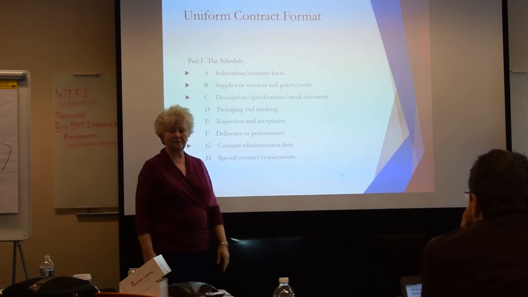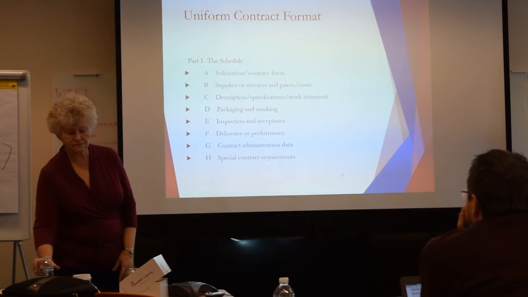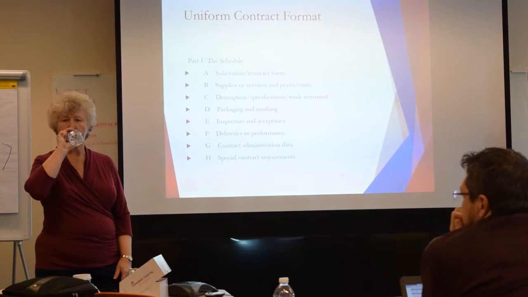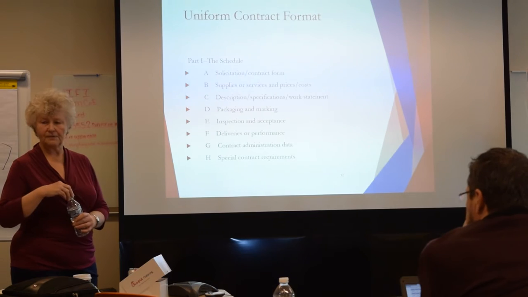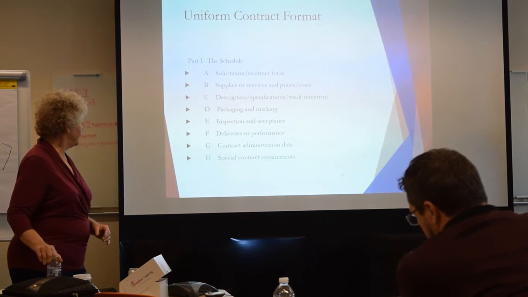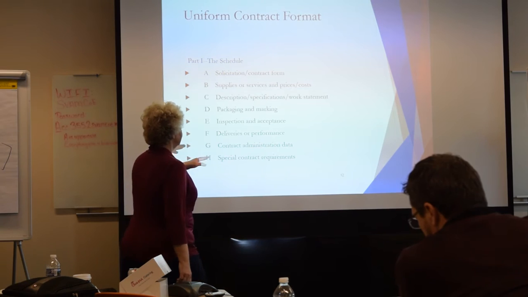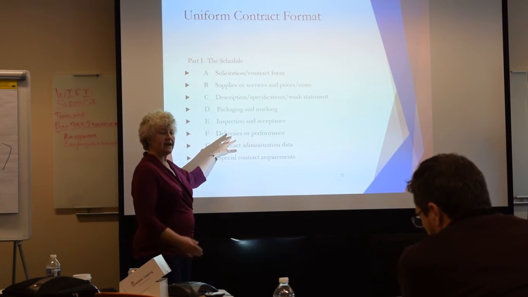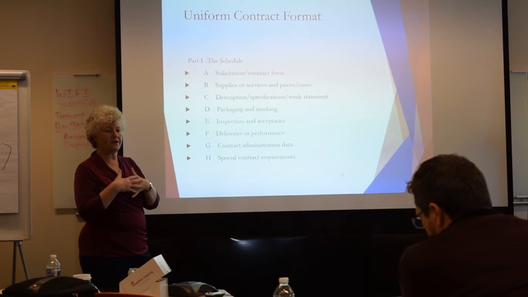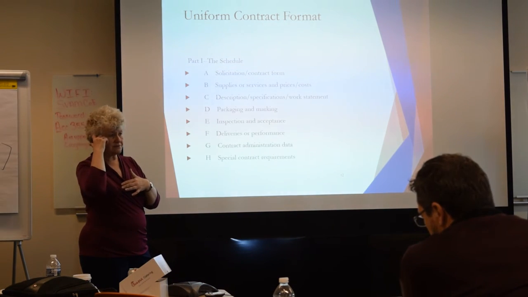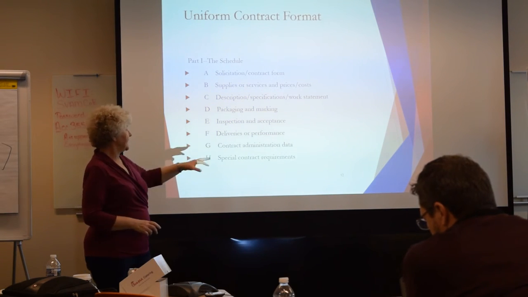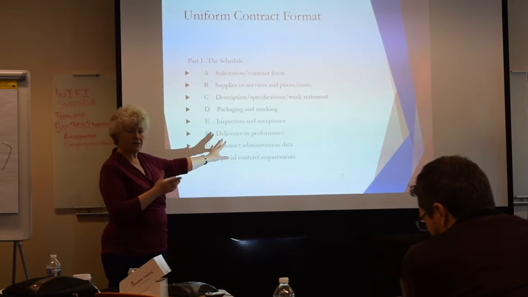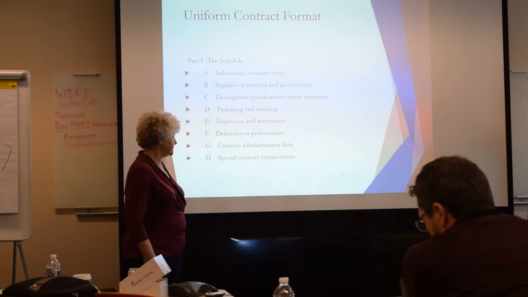Acceptance we talked about, and why is that important? That's when you get paid, basically. They have to accept before you can submit an invoice, and then you get paid. Deliveries or performance, this tells you where the deliveries need to occur. And when you set up your SAM record, that's the System for Award Management, you'll say within the continental United States or outside the continental United States, and they'll tell you in this contract where the locations are that you have to deliver.